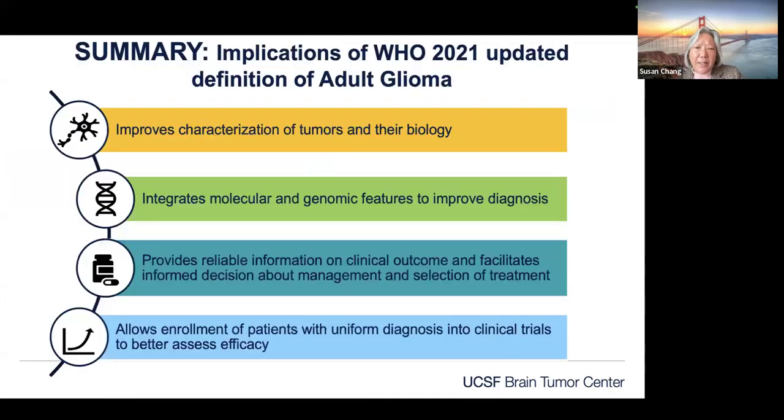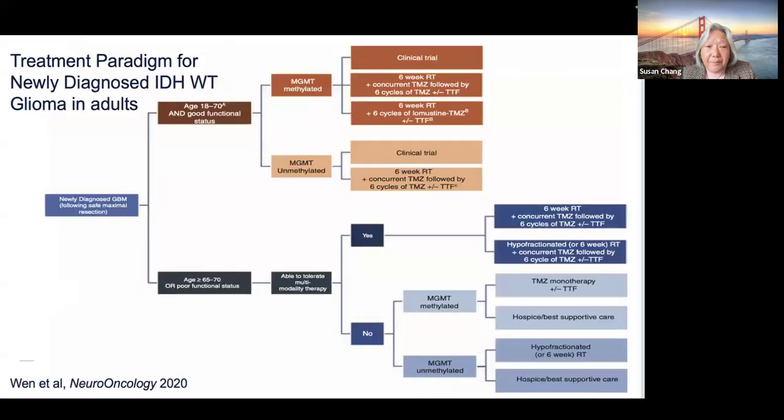So the implications, as I mentioned, are very important in terms of characterizing the tumor and its biology, the integration of the molecular and genomic features to improve our diagnosis, to provide reliable information on clinical outcome and facilitating how we decide about management for our patients, but most importantly, to allow the enrollment of these patients with a uniform diagnosis into clinical trials so we can better assess the efficacy. So this patient, patient number 2, would actually be eligible for glioblastoma clinical trials.